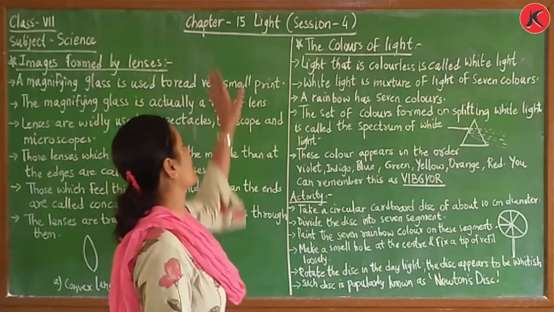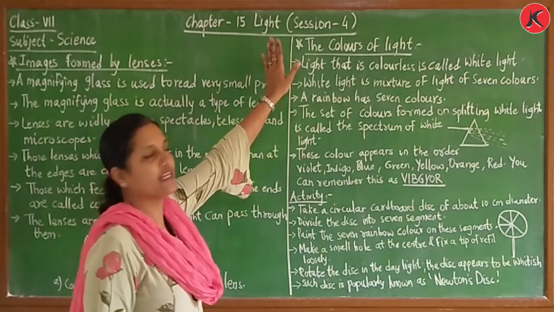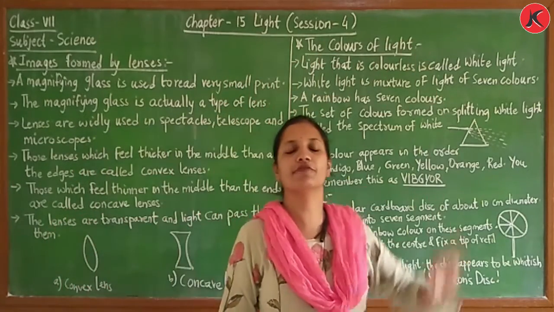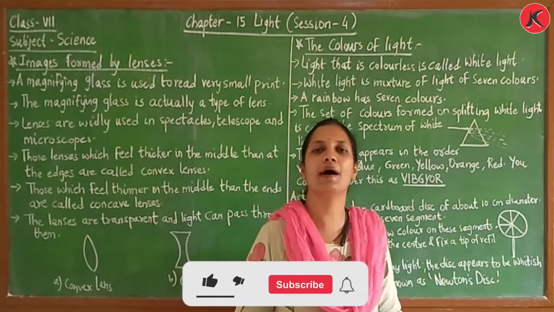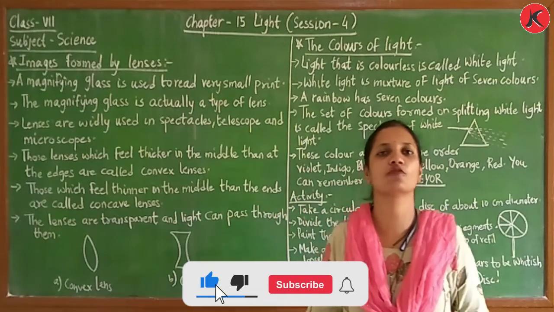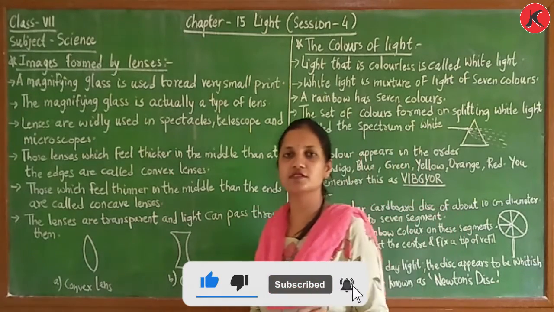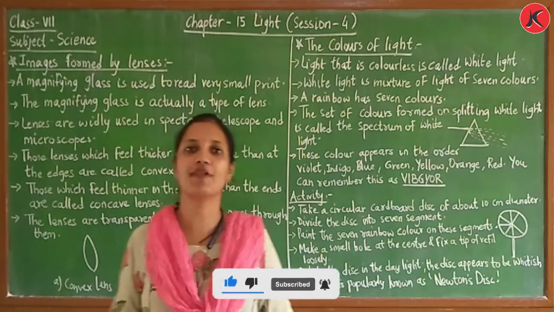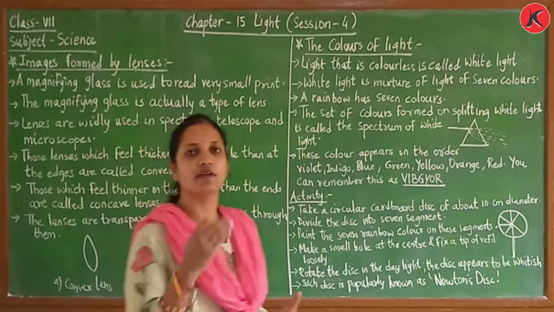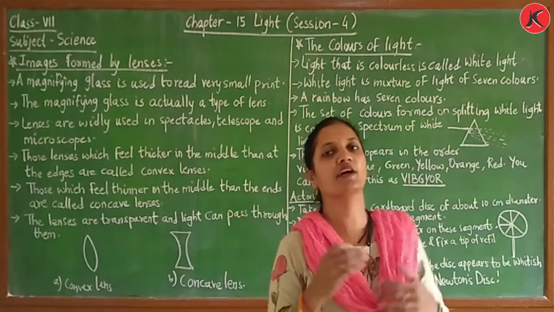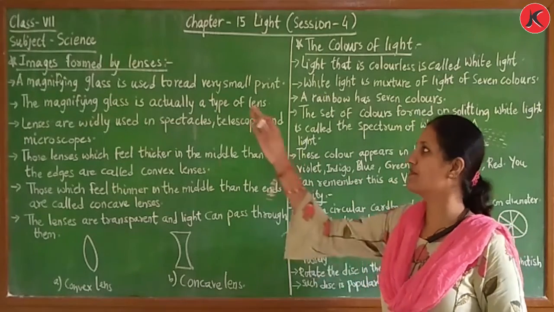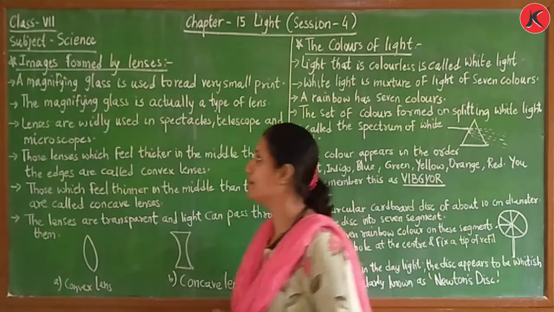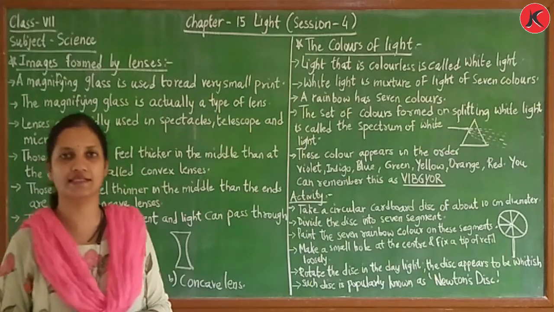We will continue with the explanation of chapter number 15, Light, session number 4. In the last sessions, children, we have discussed rectilinear propagation of light, plane surfaces, reflection, concave mirror, and convex mirror. Regarding that, we have seen different activities. Right, children? Now today we are going to learn about images formed by lenses.